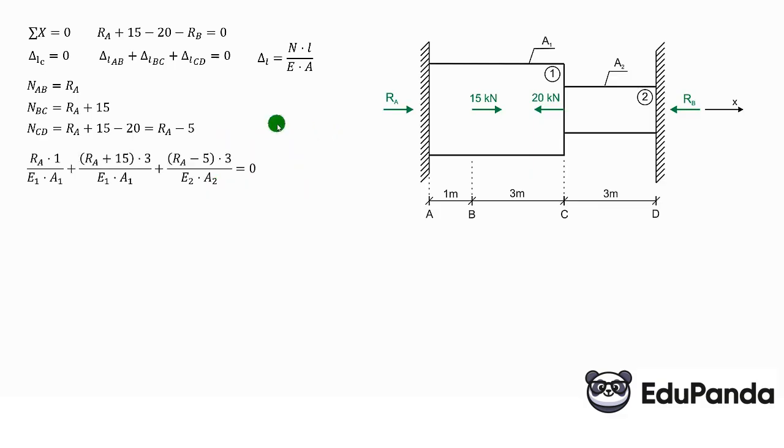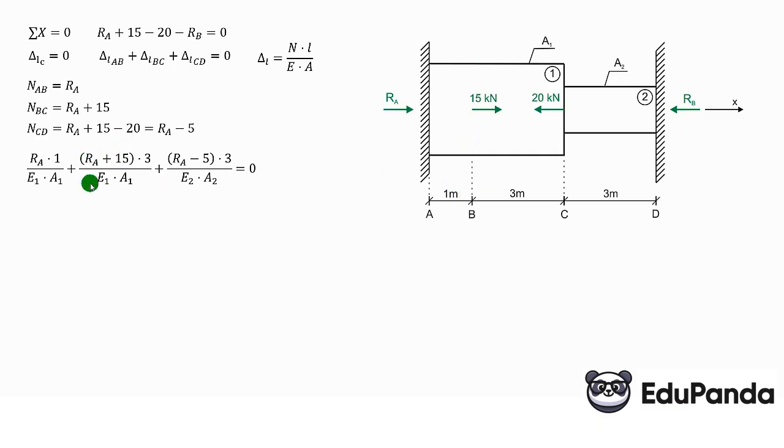Now we substitute these forces NAB, NBC, and NCD into this formula, so we calculate the sum of elongations. The force in the interval AB times the length of this interval, 1 meter, divided by Young's modulus of the first material and the cross-sectional area of this part of the rod, that is A1, and so on.